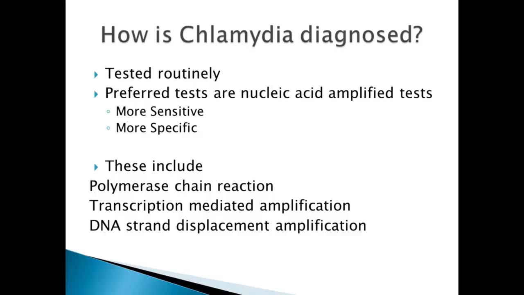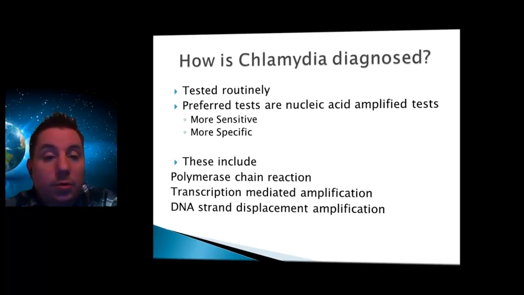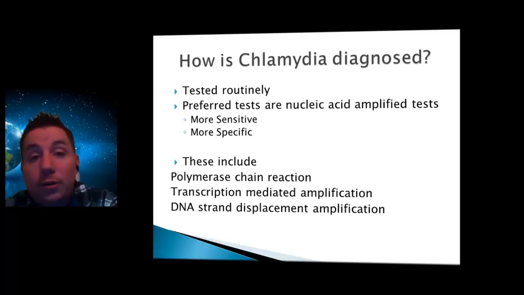So how's chlamydia diagnosed? Chlamydia is tested routinely on mothers. It's tested routinely on people who are immunocompromised, and it's recommended testing routinely for those who are sexually active who are under the age of basically 30. The test is really simple.